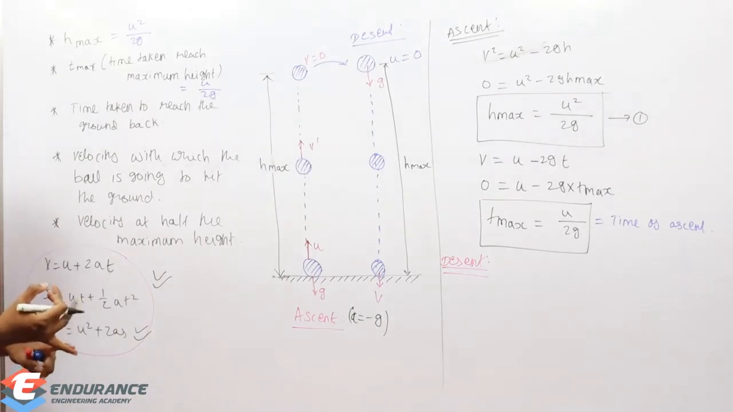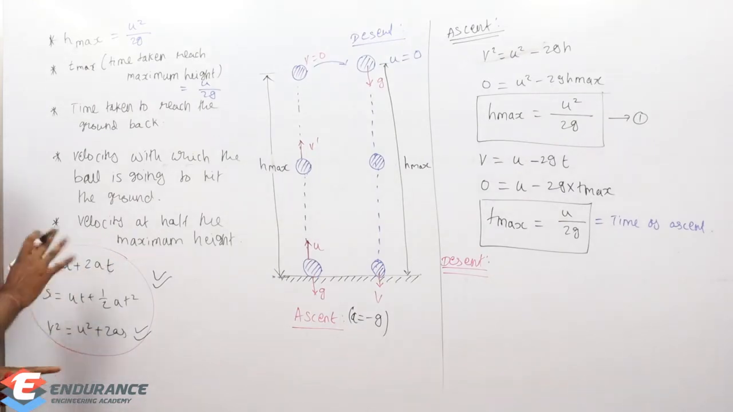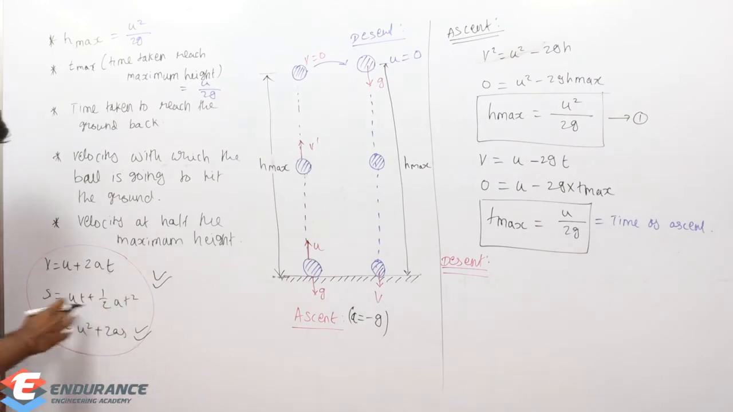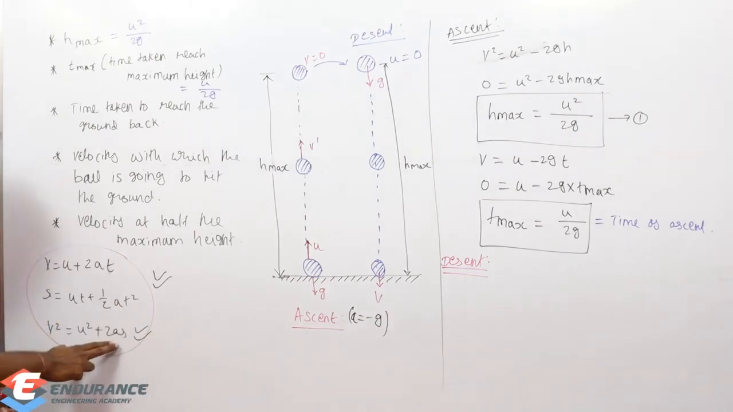So now I know H max and I know initial velocity is zero, and final velocity I will take as V, and what else? So which formula can I use? I can use any one of these, either this, this or this. So first I will use this equation, that is the third equation. And from this third equation, I will find out V square, okay?